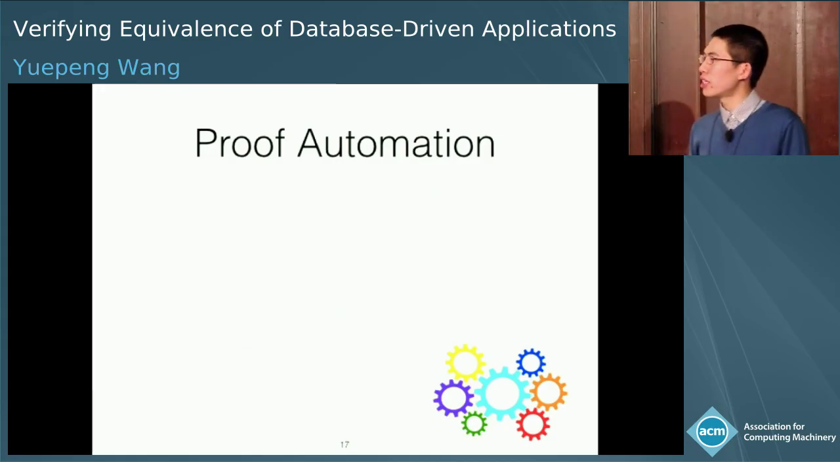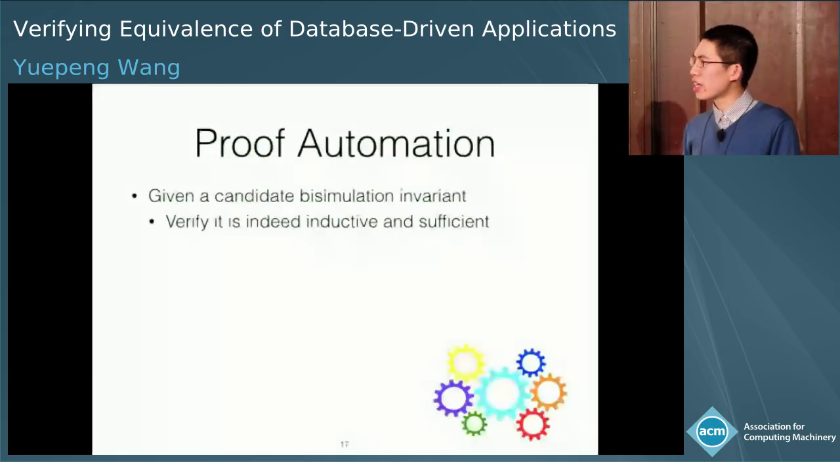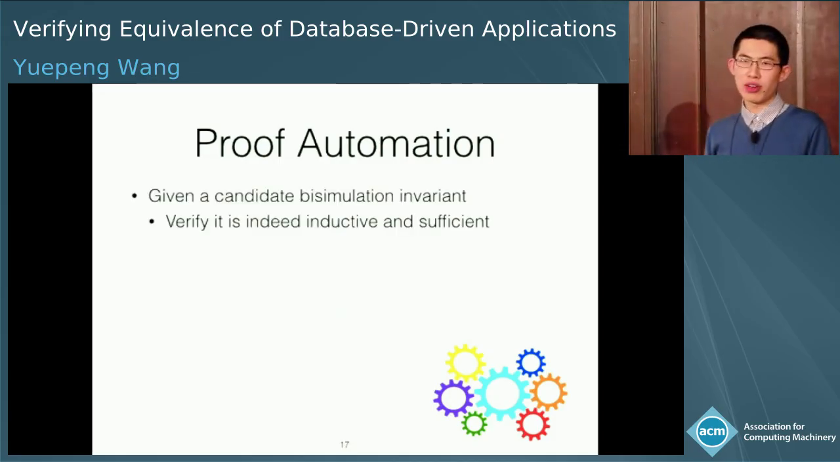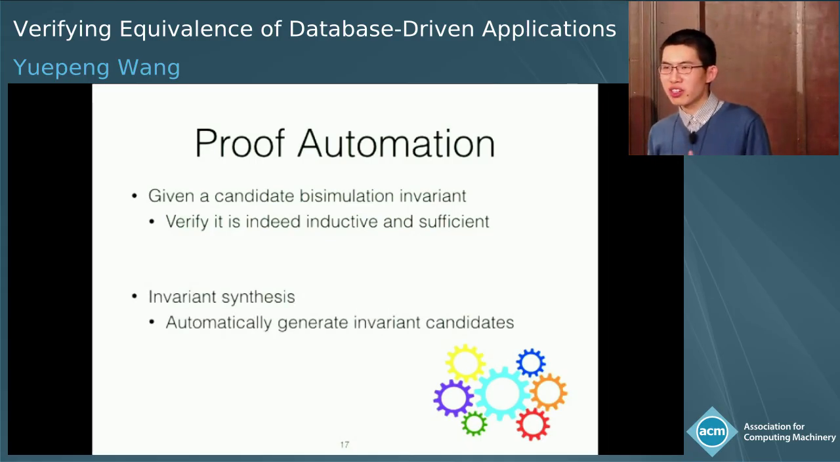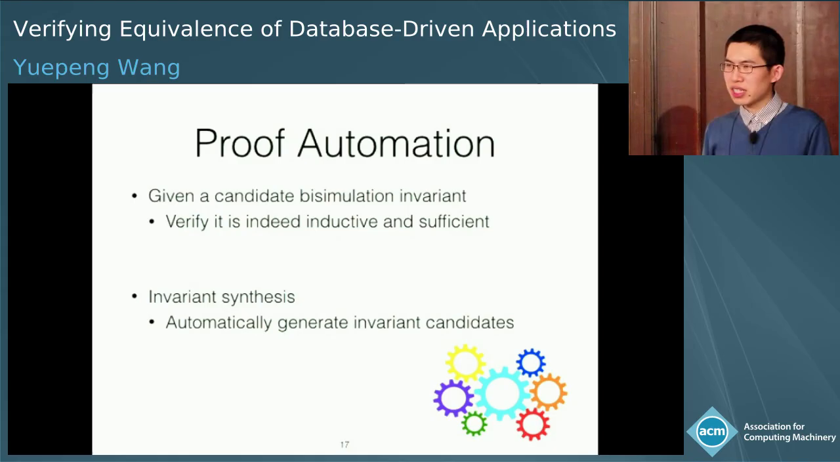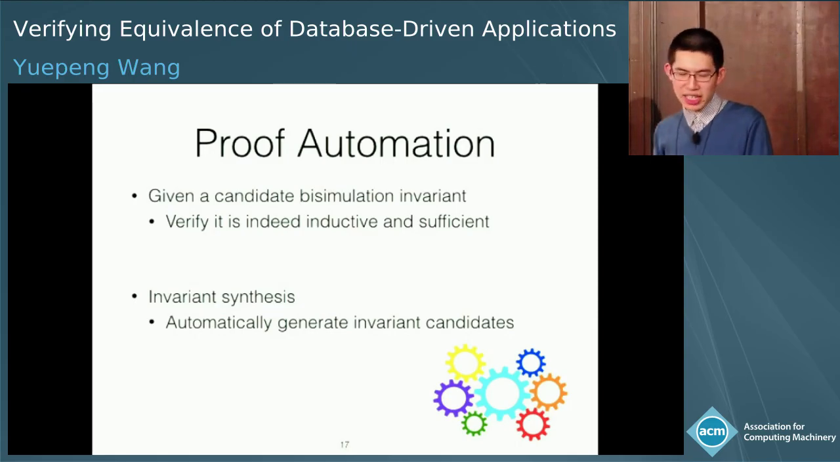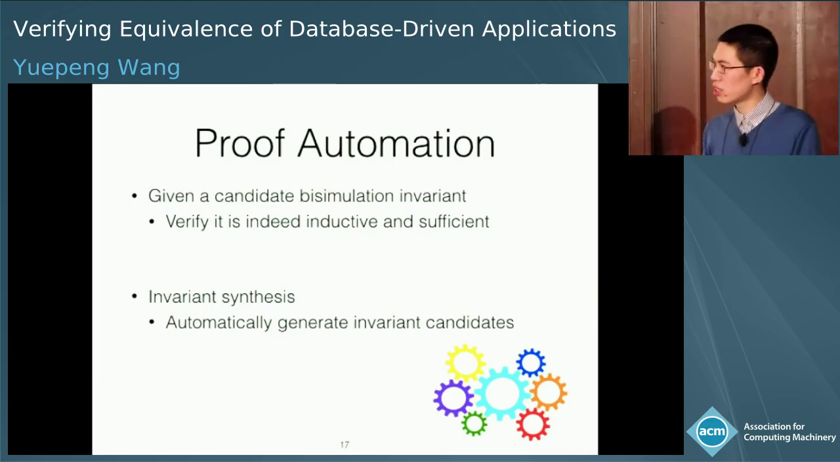To automate the equivalence proof, there are two main challenges to consider. The first one is that given a candidate bisimulation invariant, how can we automatically verify it is indeed inductive and sufficient? The second is that since there is no existing oracle that can generate this kind of invariants, we need to build our own tool to automatically generate the invariant candidates. Let's look at this one by one.